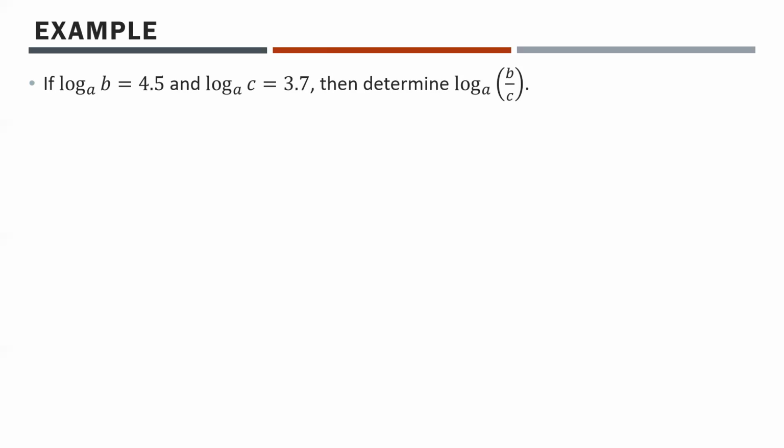This one is weird because I didn't tell you what the base is, and I didn't tell you what you're putting in each of these logs. So it's not like you could solve each of these independently because you don't have enough information to do that. But it's just saying determine log base a of b divided by c. Well, that's like saying log base a of b minus log base a of c.